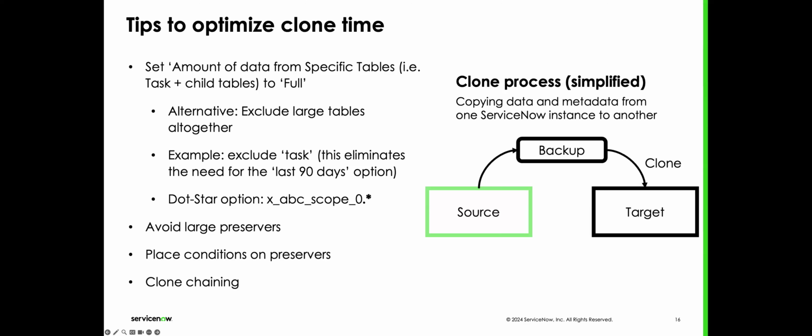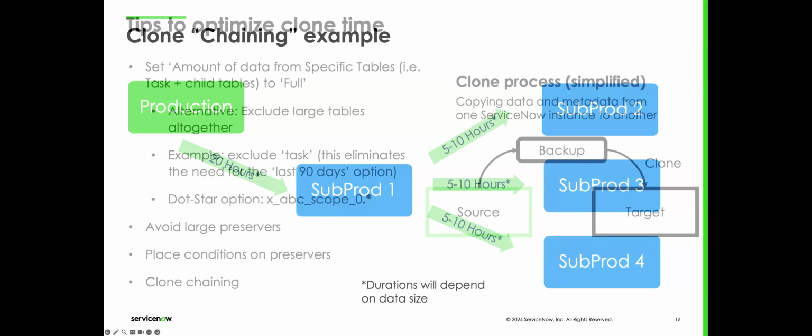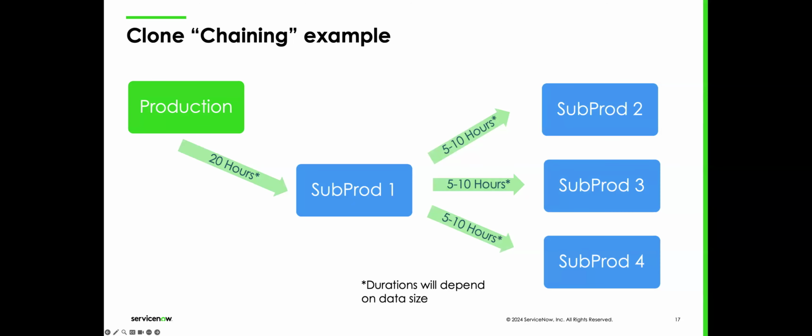And clone chaining is something that we'll talk about on the next slide to illustrate. So if clone duration is of concern to you, and also if any data manipulation is of concern to you, you can split your clones into two steps. Particularly interesting if you have a lot of instances. As an example, you can clone from production to a stage environment. On this page, we call it subprod 1.